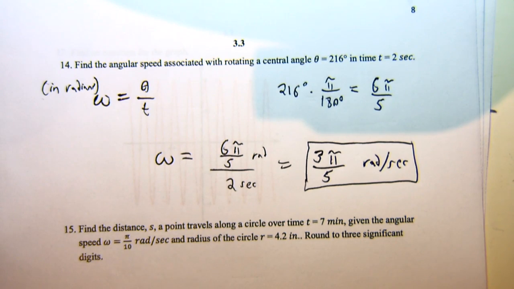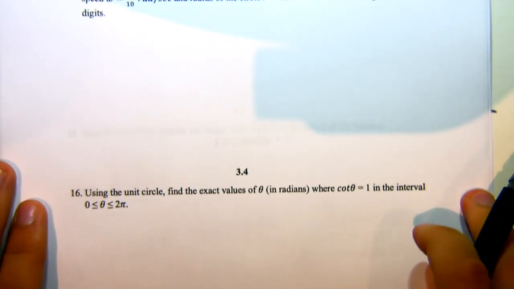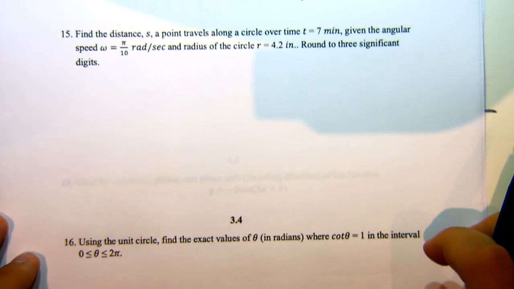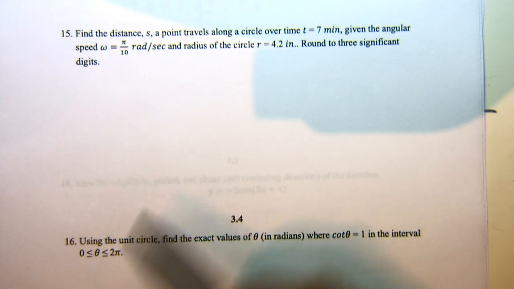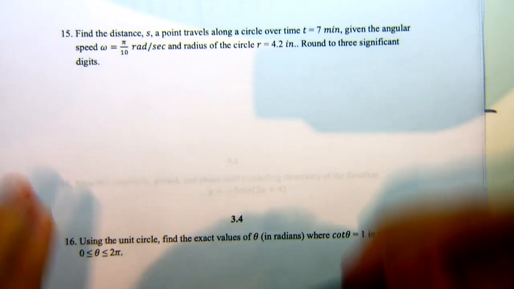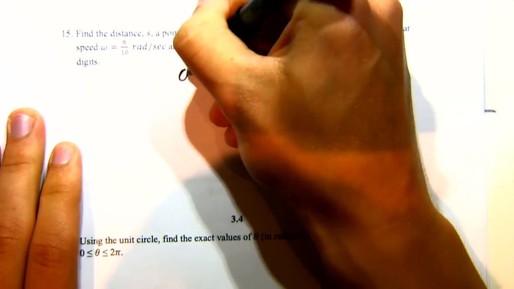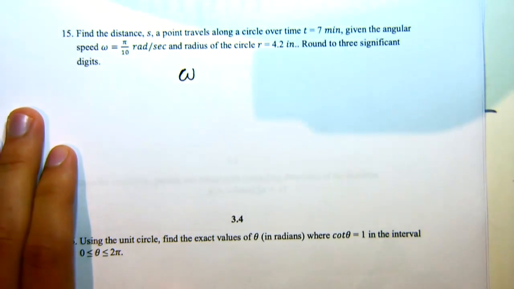Alright. Move on to question 15. So find the distance s that a point travels along a circle over a time of 7 minutes. And we are given an angular speed of pi over 10 radians per second. And we know that the radius is 4.2 inches. Alright. So for this, we need to be able to relate angular speed with linear speed. So does anyone know that relationship?